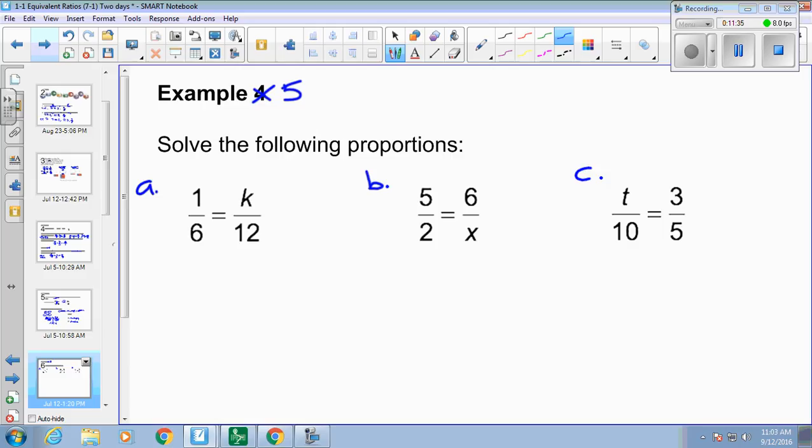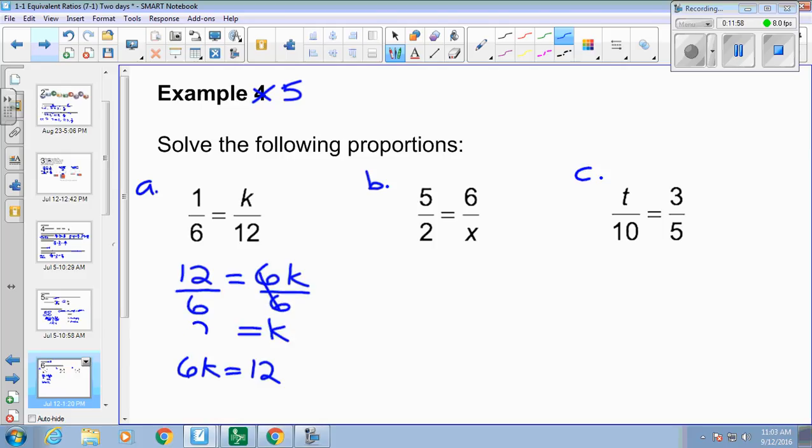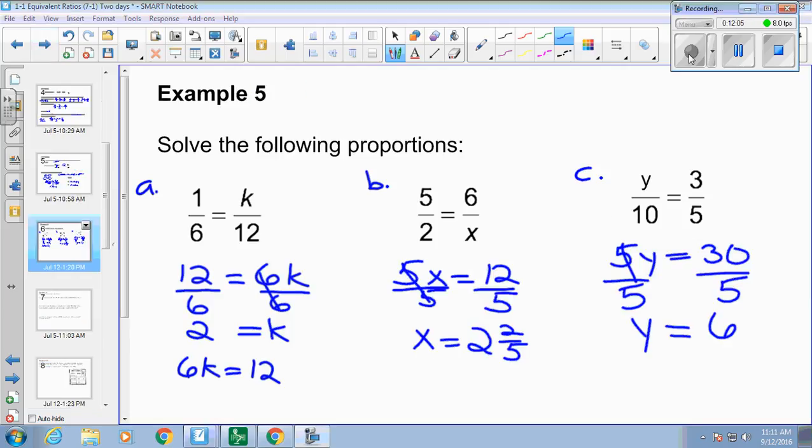I can start with the 1 times 12, which will give me 12, and then the 6 times K to give me K. Or, a lot of people like to have their variable on the left. There's absolutely nothing wrong with you saying 6 times K equals 12. Both of these equations are saying the same thing. We need to go ahead and divide both sides by 6. So we will get an answer of 2. Go ahead, do B and C, pause the video, and the answers will be back when you click on it.